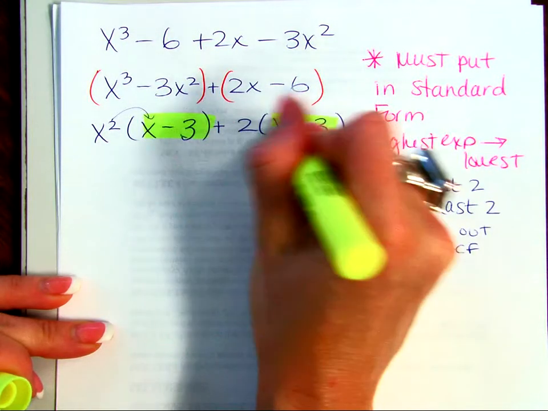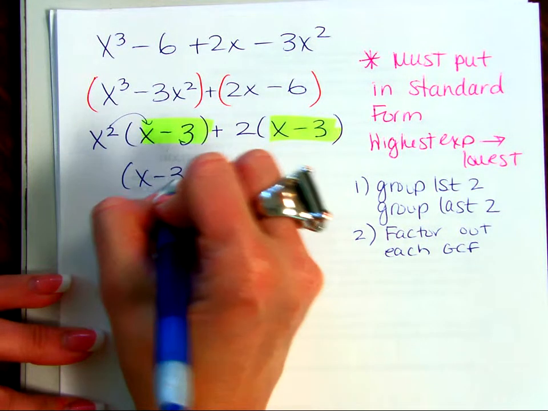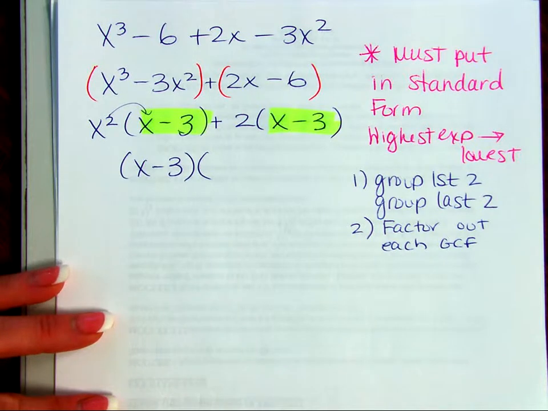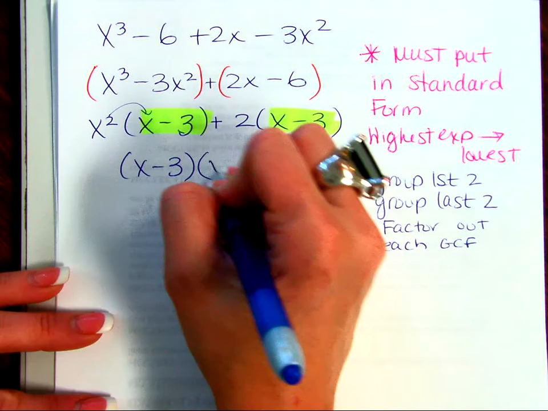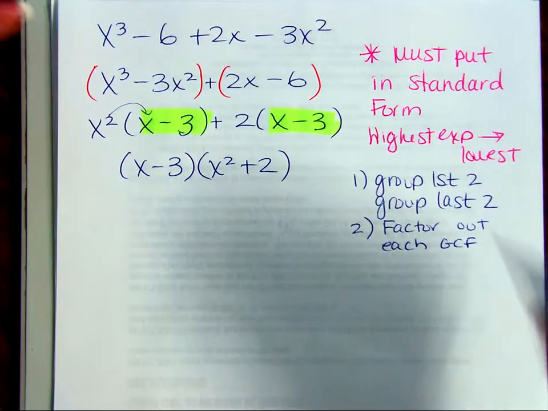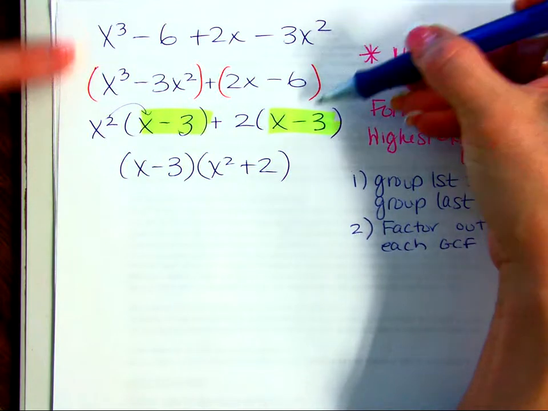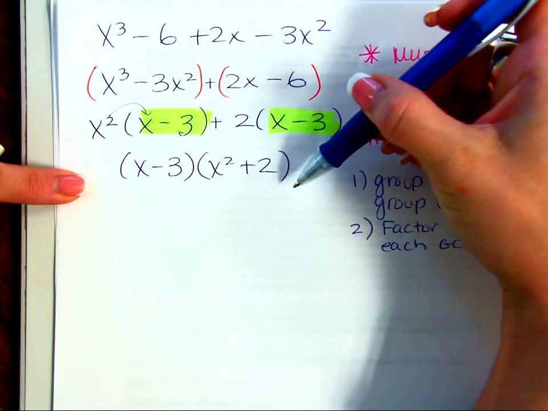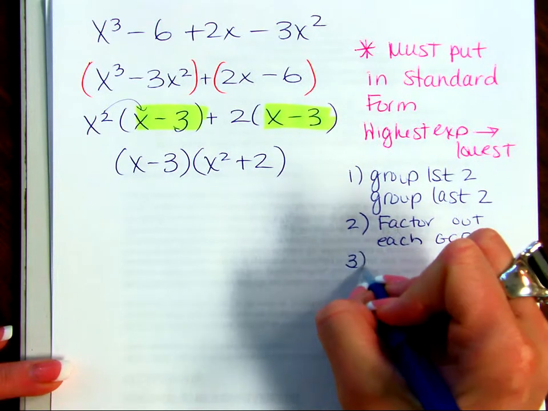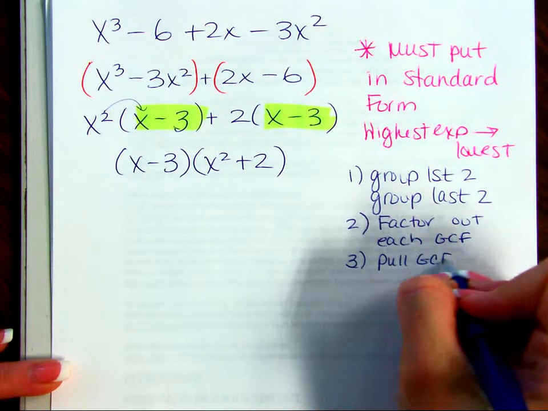So I'm expecting to get an x minus 3, but I better just do it just in case to make sure. What can be pulled out of 2x and 6? A 2, and what are you left with? X minus 3. We're not done yet because now I have my common factor, which is an x minus 3. And what do I multiply that by to get the x squared? X squared plus 2.